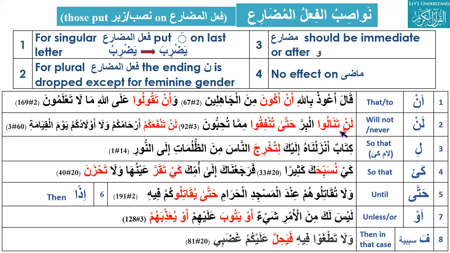Okay, can you please tell me what happened here? Lam yaf'alu. They drop the ending noon and make it majzoom. Okay, so these are nawasibul fi'l al-mudari. Just say it again. An, lan, li, kay, hatta, idhan, aw, fa sababiyya. Say it three times and you will find it very easy.